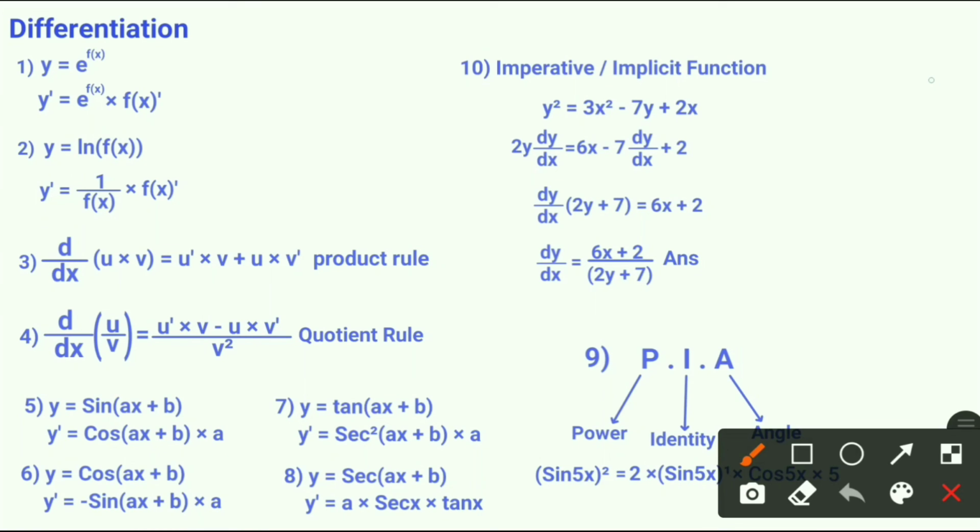Okay. Rule number 10, implicit function. So what is an implicit function? It means a mixture of y and x, like y square, 3x square y, 2x.